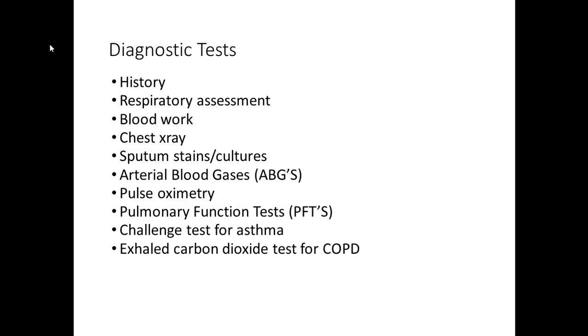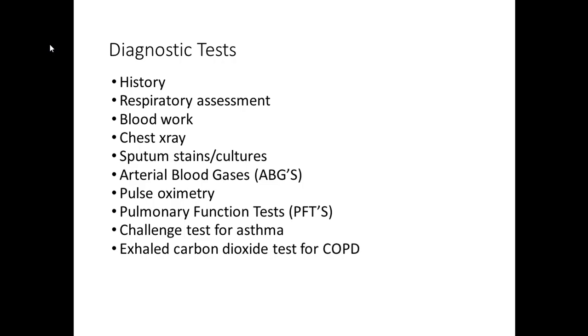Diagnostic tests. Obviously, history, we're going to ask them history of asthma, history of smoking, history of ever having problems like this before, those types of things. We're going to do our own respiratory assessment. Blood work, chest x-ray. Sputum stains and cultures. ABGs, you guys have heard that. I don't want you guys to get all worked up about ABGs this semester. That is a CHA 1 or a CHA 2 thing. I will go over it. I will tell you what you need to know. And that's it. All right, pulse ox, PFTs, which are the pulmonary function tests, asthma tests, and COPD.